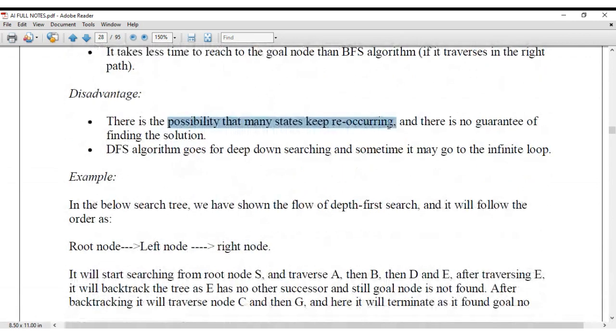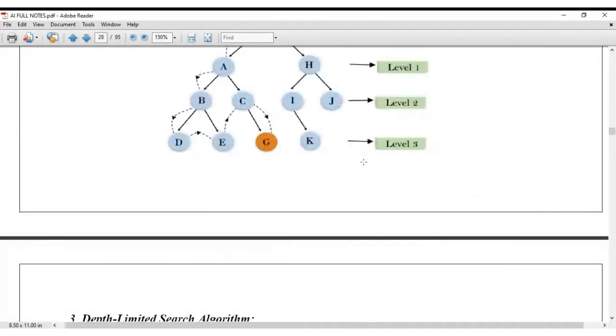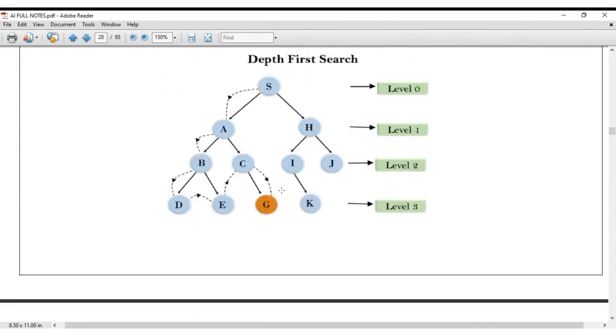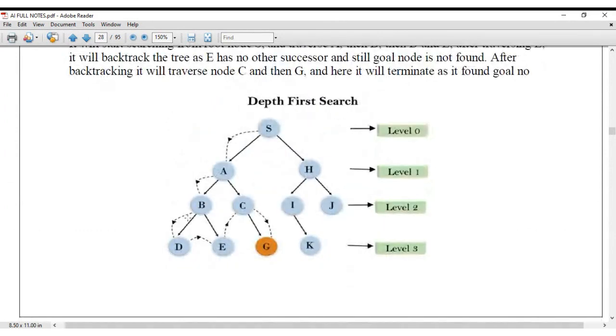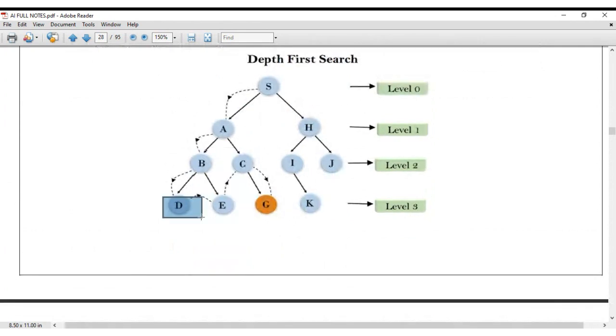Also, this algorithm which goes deep down may sometimes go into an infinite loop. What we are saying is there are some search spaces that don't end, based on how complex or how simple the problem is. There are some such states that don't end. So what if it picks a particular node, it uses depth first, and it goes through the depth of a node, and that node goes on to different levels and it never ends.